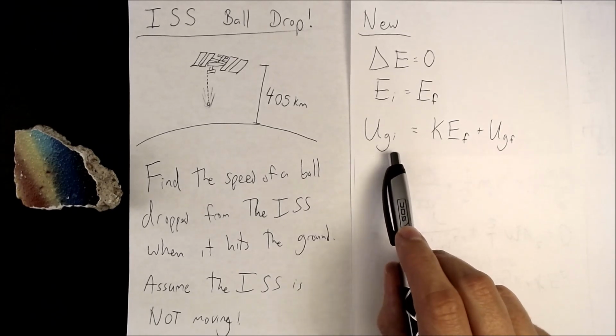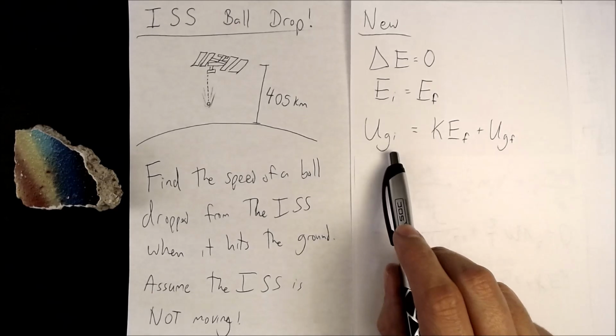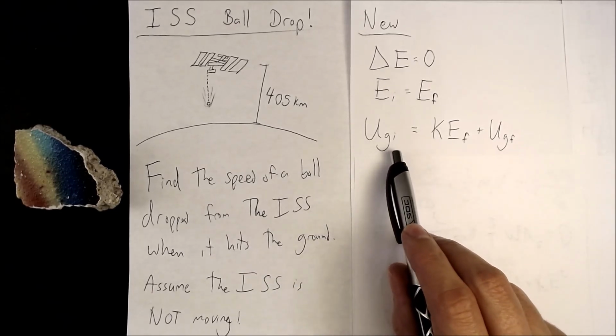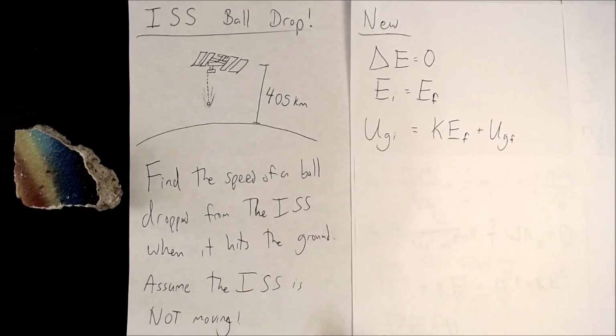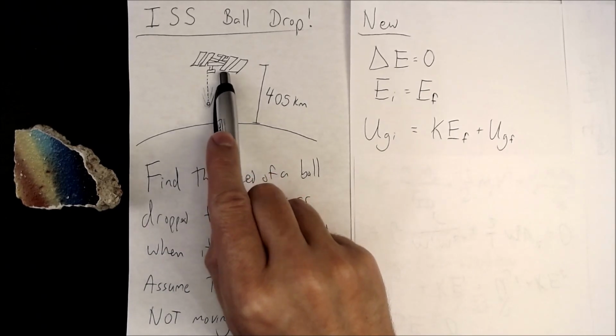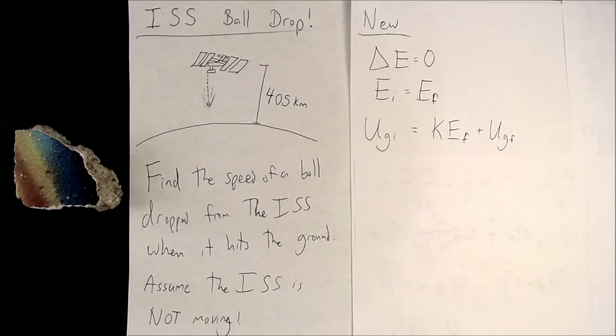Is this going to be 0? Is it going to be positive? Is it going to be negative? Remember, anything that isn't at infinity is negative, and the space station is not at infinity. So it's going to exist, it's going to be negative.